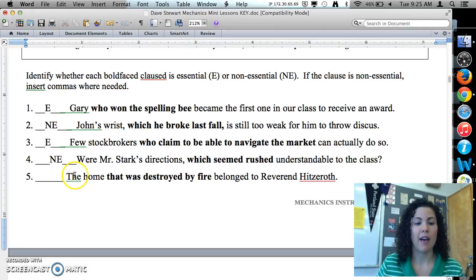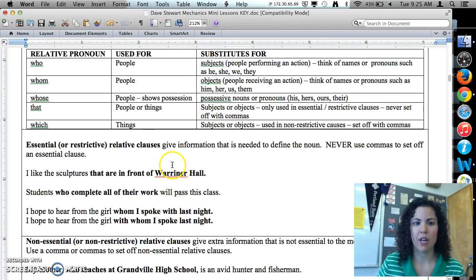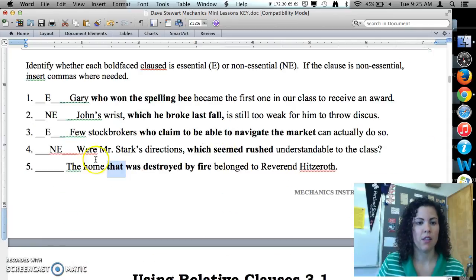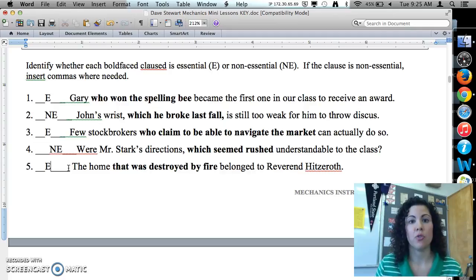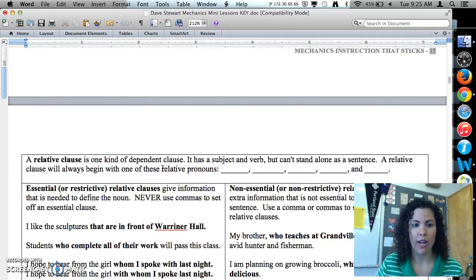And then lastly, we have the home that was destroyed in the fire belonged to Reverend Hisroth. This is another one that has a rule, it has the word that. If we look up here, that is never set off with commas, we have it highlighted. So this one is going to be essential simply by the fact that it's using that. Like I said, this unit is harder. There's a lot going on.